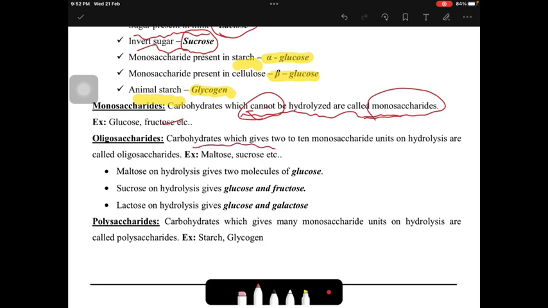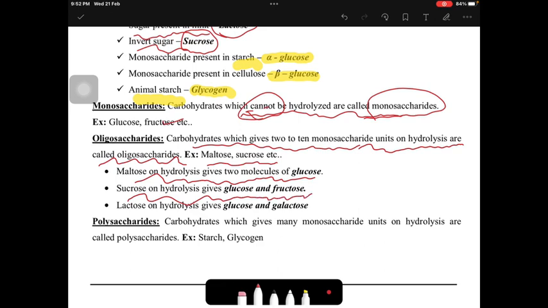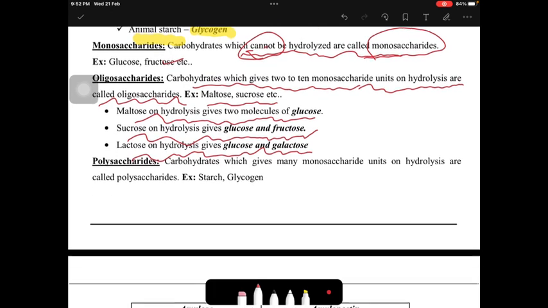Oligosaccharides: the carbohydrates which give 2 to 10 monosaccharide units on hydrolysis are called oligosaccharides. Examples: maltose and sucrose. Maltose on hydrolysis gives 2 molecules of glucose. Sucrose on hydrolysis gives glucose and fructose. Lactose on hydrolysis gives glucose and galactose.